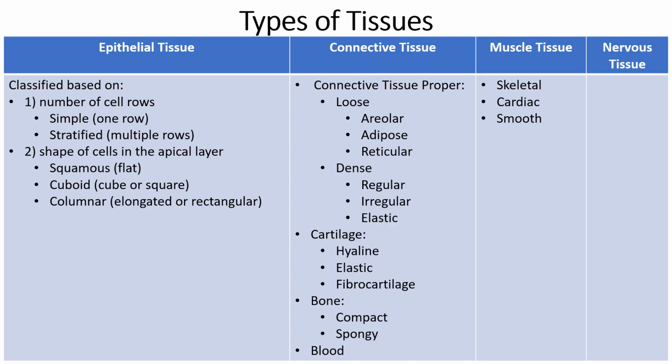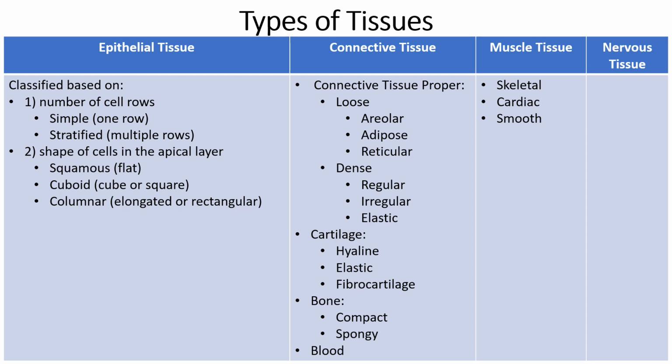Connective tissue is where things get a little bit more complex. For connective tissue, we get four different subcategories. Within those subcategories, we get what I'm going to be referring to as a subcategory or even a subcategory. So for connective tissue, there are four subcategories: connective tissue proper, cartilage, bone, and blood.